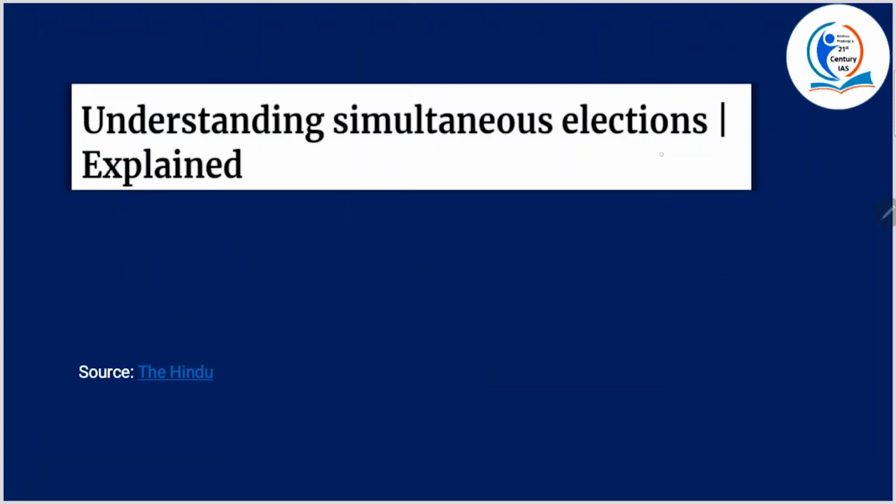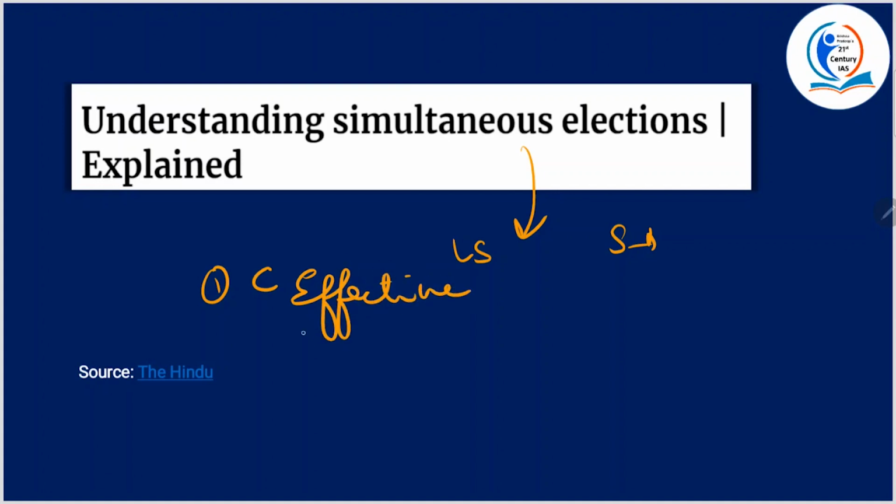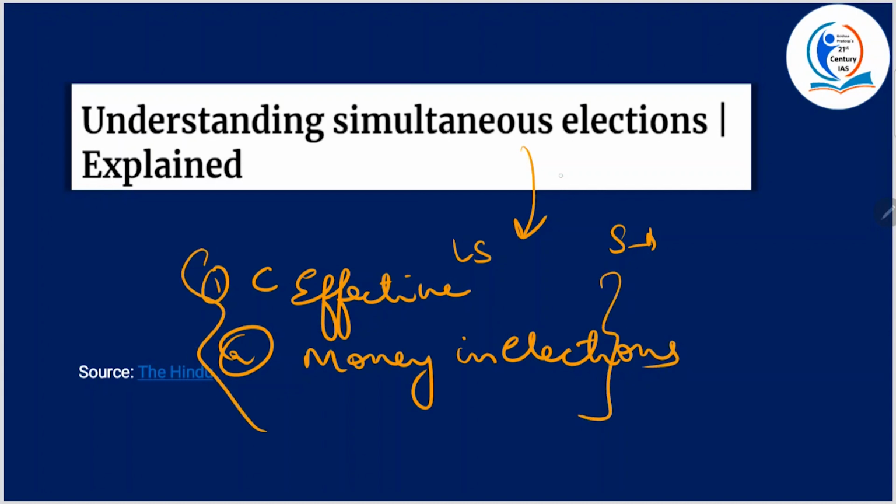Next, understanding simultaneous elections, that is simultaneous elections for both Lok Sabha and state assemblies. So, why is this in the news? Because there is frequent discussion happening because of its cost effectiveness, and reducing the role of money in elections. Because of all these advantages, the idea of simultaneous elections is gaining prominence. Presently, the Lok Sabha elections coincide with assembly elections in states like Andhra Pradesh, Odisha, Arunachal Pradesh, and Sikkim.